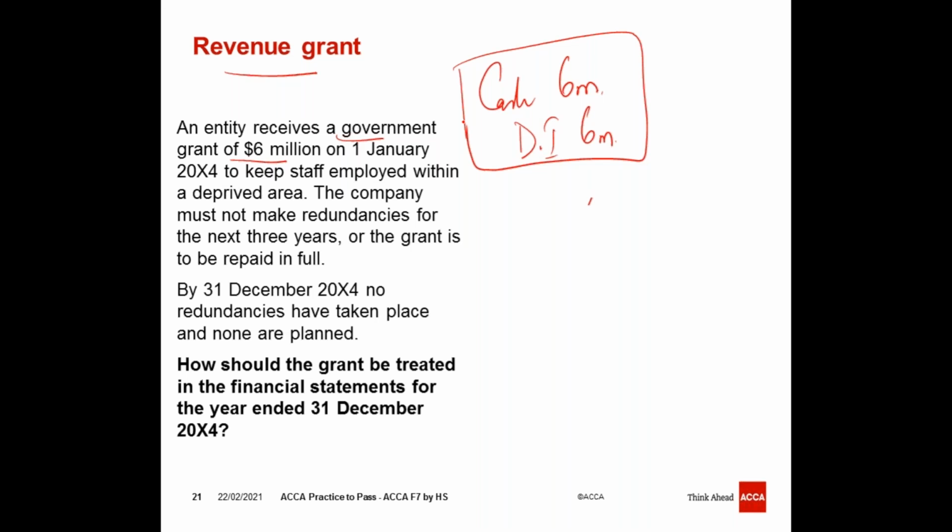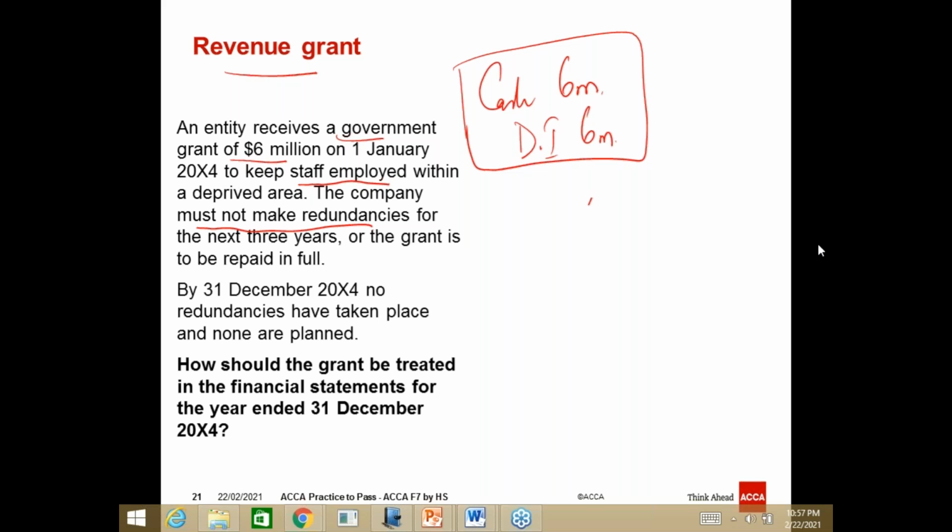On 1st January 2004, to keep the staff motivated within a deprived area, the grant was received to keep the staff employed. So to increase the employment, the government has issued a grant to the company. The company must not make redundancies. If you think about the COVID situation, there are a lot of people who got redundant and lost their jobs because of this pandemic.